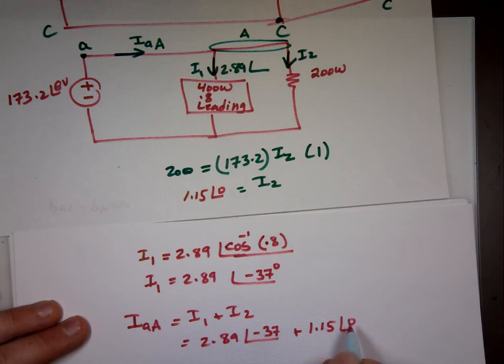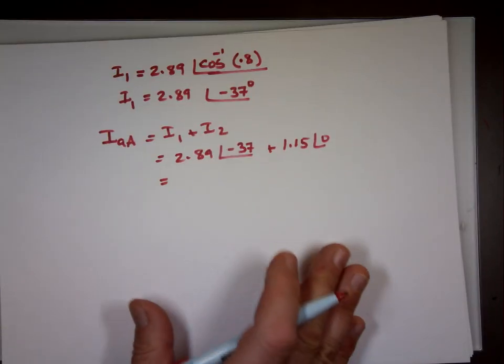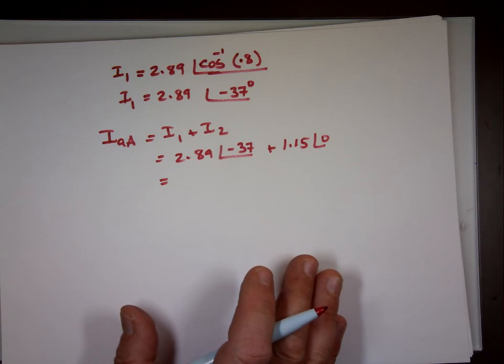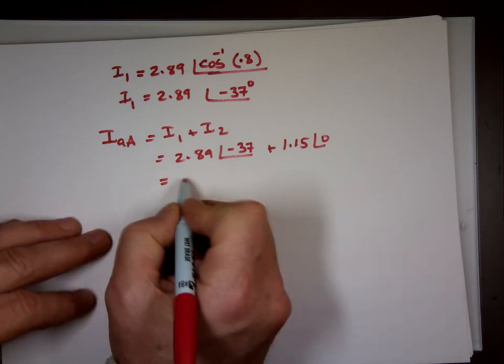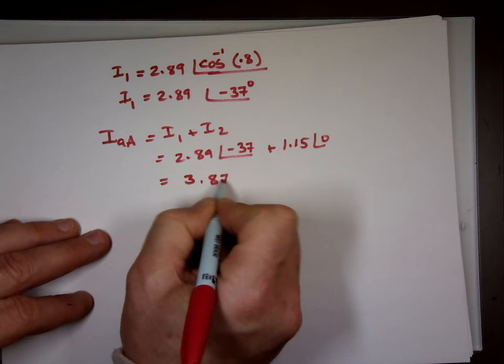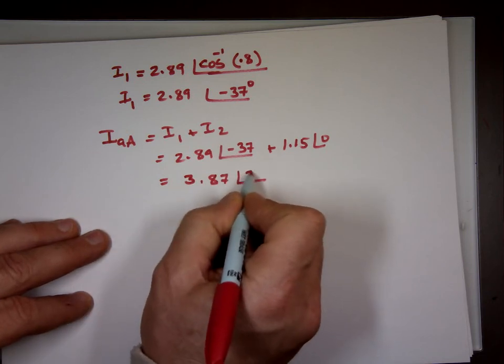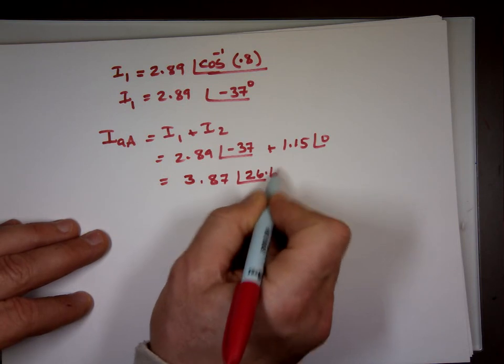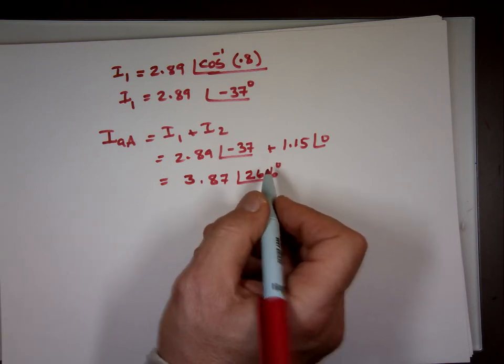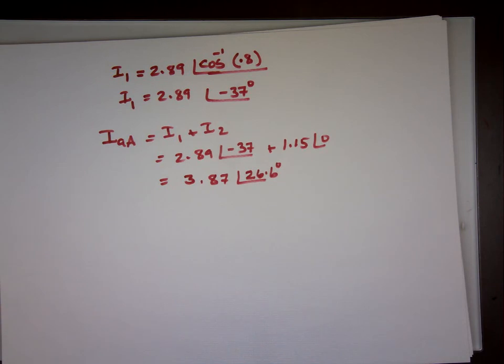And we know what that current is. That was the question: what is the current? Do the math, that's 3.87 at an angle of 26.6 degrees. I'm about to work it out on my calculator. I got 3.87, and I got 26.7, I'm assuming it just rounded. So that's the current for that circuit.